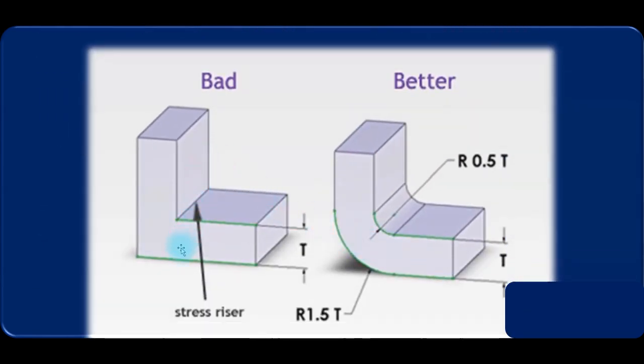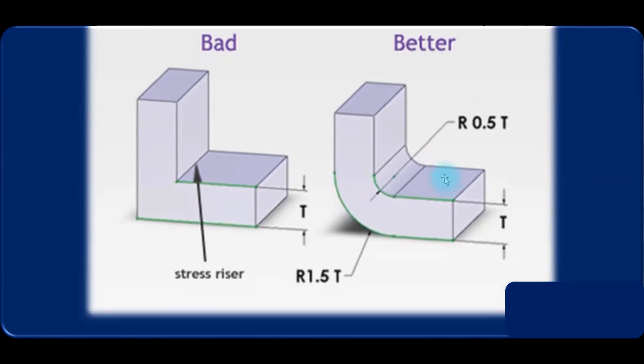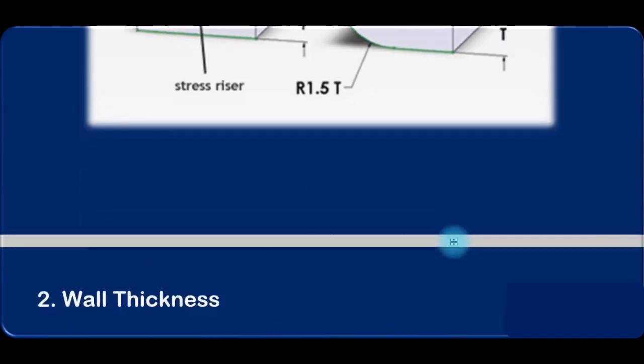See, this is a picture of the radius. This is a stress riser corner, and this is thickness. This is totally wrong design. If you want a correct design, we can provide the radius at the corner. The radius is 0.5 times the thickness at the inner side and 1.5 times the thickness at the outside of the corner. It's totally related to the thickness of the part.